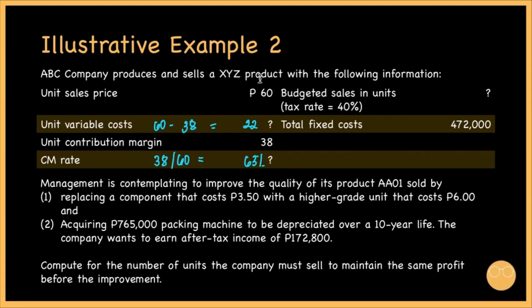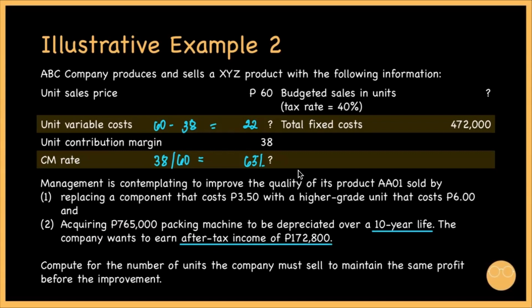For additional information, there will be a replacement of a component that costs 3.5 pesos with a higher grade unit that costs 6 pesos, and there will be a machinery amounting to 765,000 pesos that will be depreciated over a 10-year useful life, and the company would want to earn an after-tax income of 172,800. Take note that our objective here is the after-tax income of 172,800.